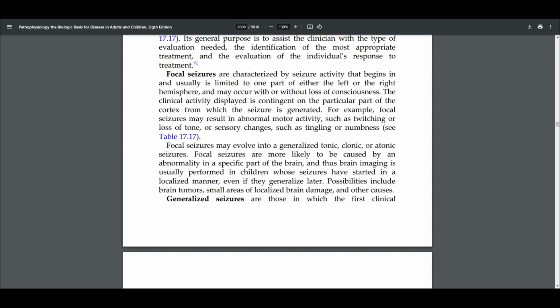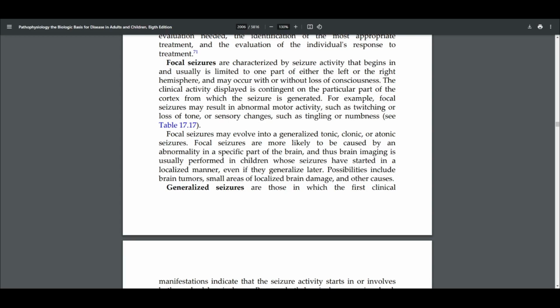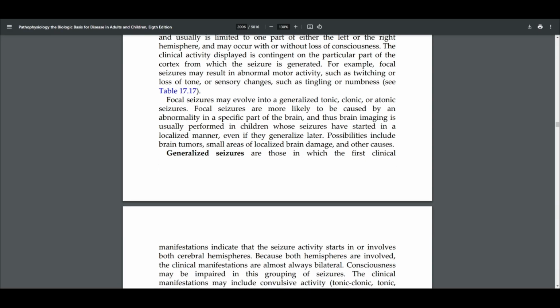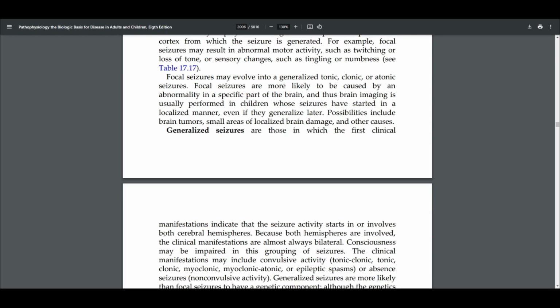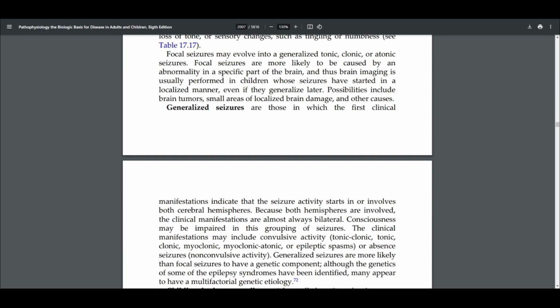Focal seizures are characterized by seizure activity that begins in and usually is limited to one part of either the left or the right hemisphere, and may occur with or without loss of consciousness. The clinical activity displayed is contingent on the particular part of the cortex from which the seizure is generated. For example, focal seizures may result in abnormal motor activity, such as twitching or loss of tone, or sensory changes, such as tingling or numbness. Focal seizures may evolve into generalized tonic-clonic or atonic seizures.